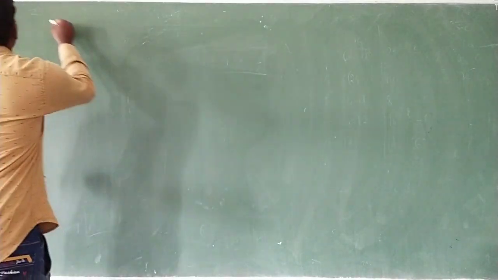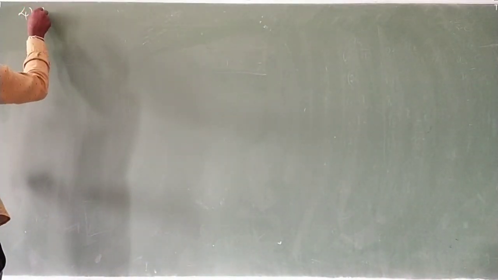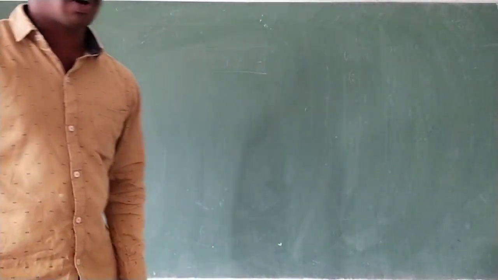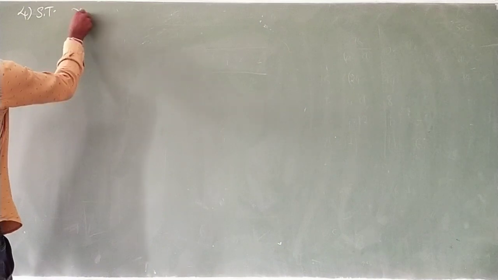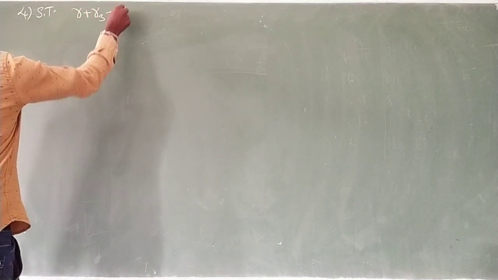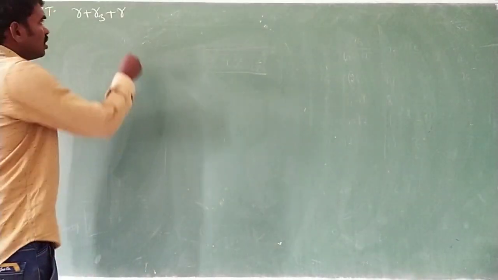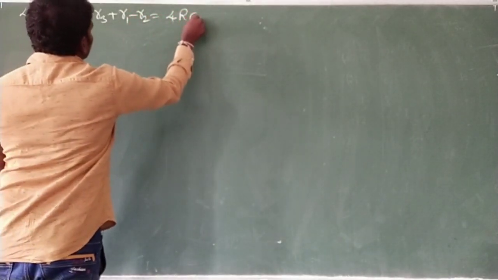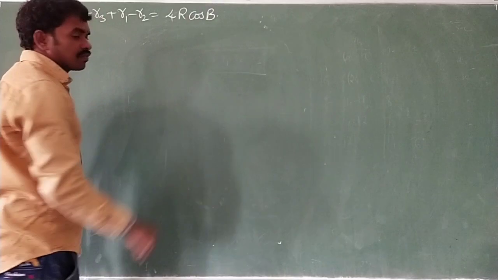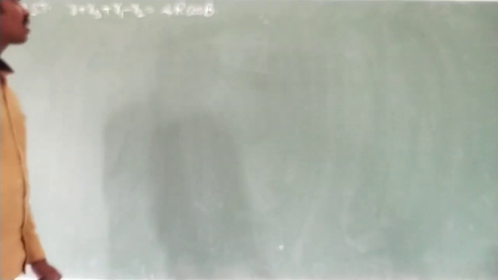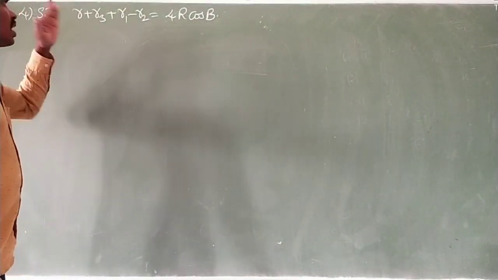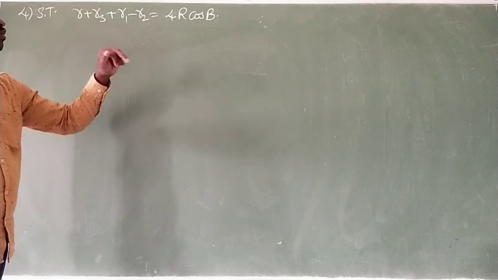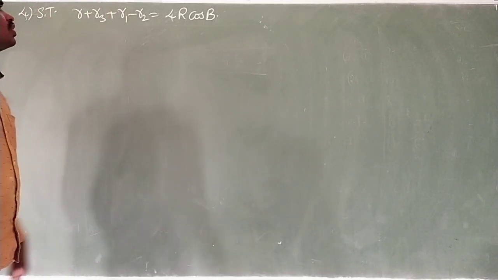Okay. Fourth question. Show that small r plus small r3 plus small r1 minus r2 is equal to 4 into capital R cos capital B. So same type of questions, three questions are there. This I will tell you, next I will give you for practice, and then next I will tell you again.